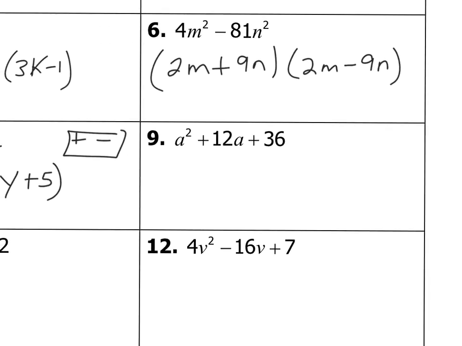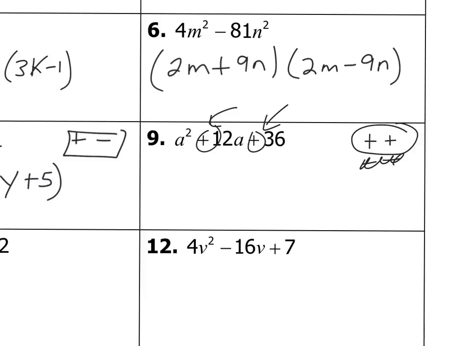All right, number 9. We're left with a positive c, positive b. Okay, in order to multiply and get positive as our answer, that means that you either have to have two positives multiplying together or two negatives, right? But our b is positive as well, so that would take out the negative, because if we add two negative numbers, we're not going to end up with a positive. So that means we're looking for two positive numbers that will multiply and give us 36, and that'll add and give us 12. And I think this one's pretty simple.